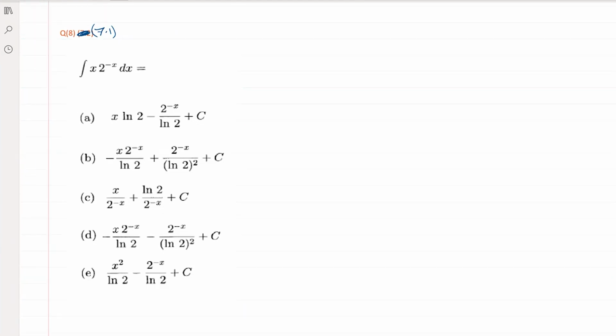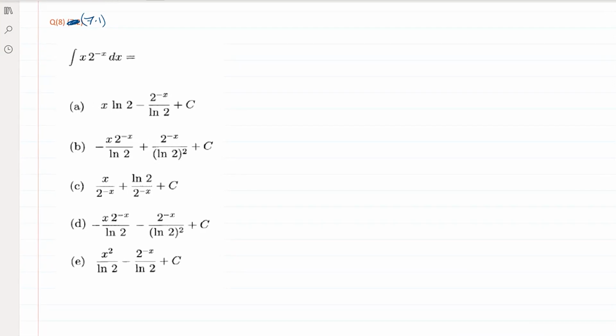Okay. First, I put u equal to x. Type: let u equal x, and dv is equal to 2 to the power minus x dx. Good. What is the derivative of x? du will be dx, it's equal to 1 dx. Yes. Now, what is the integral of 2 to the power minus x? It will be equal to minus 2 to the power minus x over ln 2. Exactly. It will be itself divided by ln base times the derivative of the exponent.